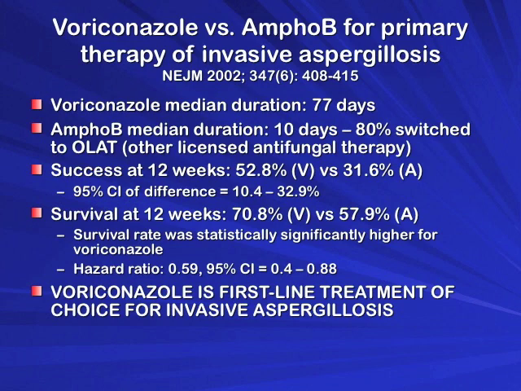Bearing that in mind, there was superior success at 12 weeks, and more importantly, survival at 12 weeks, 71% versus 58% for the ampho group. And this was statistically significant, and voriconazole is therefore considered to be the first-line treatment of choice for invasive aspergillosis.